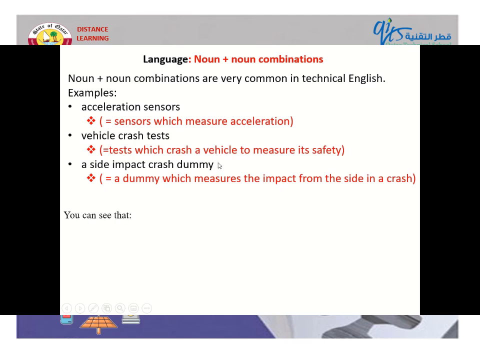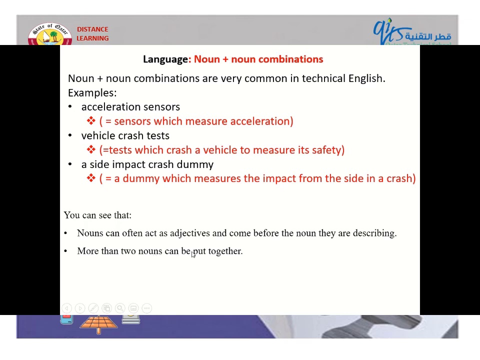So you can see that nouns can often act as adjectives and come before the noun they are describing, like what we have here. Acceleration is acting as an adjective here to describe the kind of noun, the kind of sensors, and it comes before the noun it is describing. Good. You can also see that more than two nouns can be put together, like what we have in this example and this example.